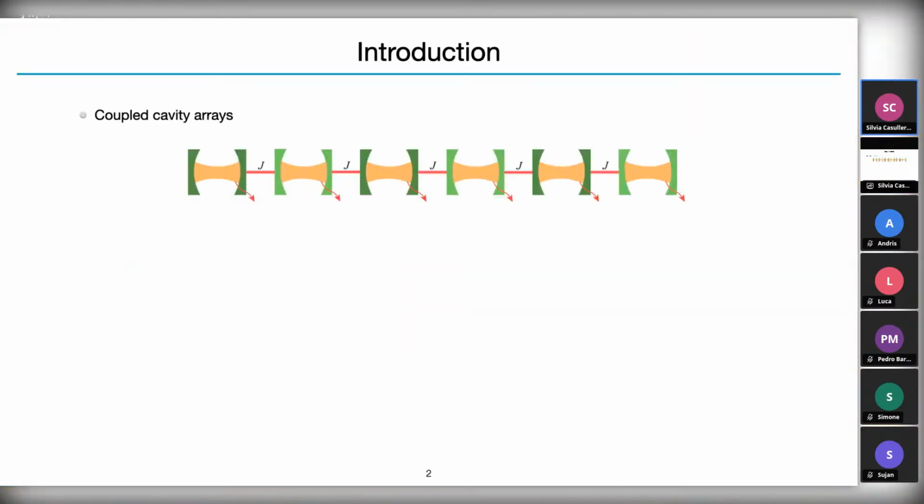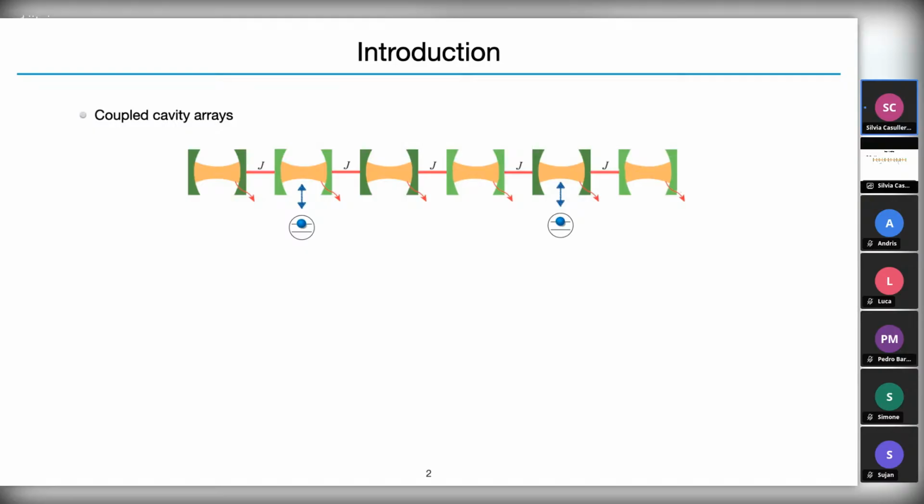Yes. So I would like to start with an introduction. The kind of systems that we are considering are cathode cavity arrays. So an array of cavities, photonic cavities, that are coupled and therefore light can travel around them. So they are a waveguide. And here usually we have cavities and potentially also quantum emitters, atoms coupled to this waveguide.